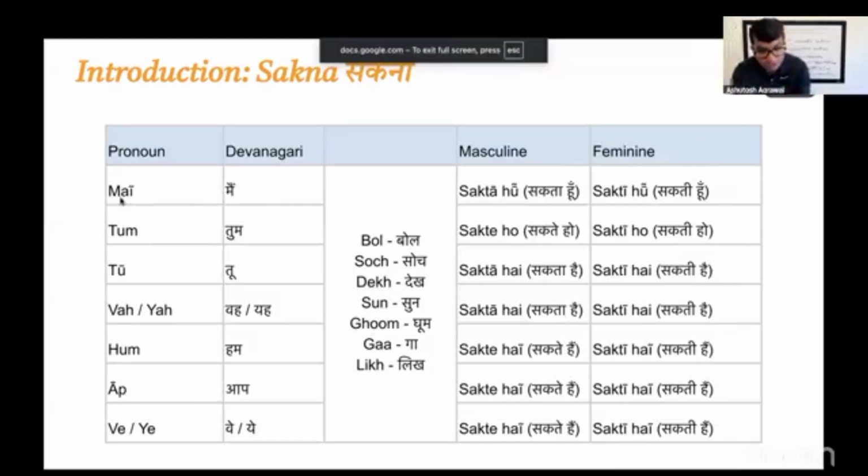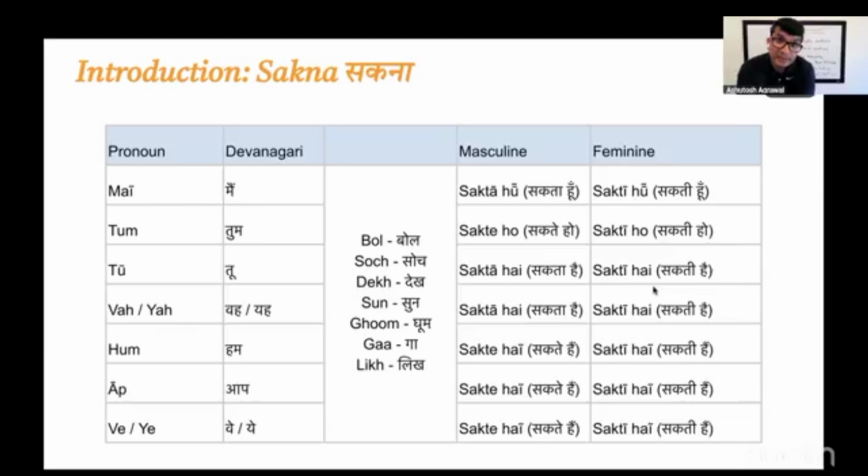If I have to make a sentence for any other pronoun, it would be vah sun sakta hai, or vah sun sakti hai. He can listen or she can listen. Okay? Let's say आप देख सकते हैं और आप देख सकती हैं.